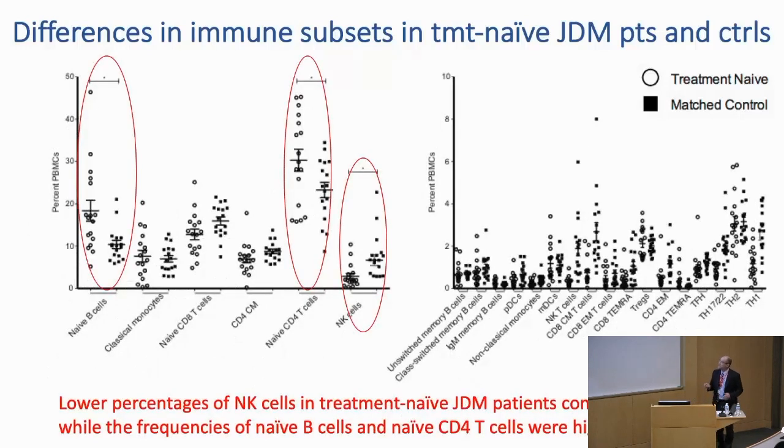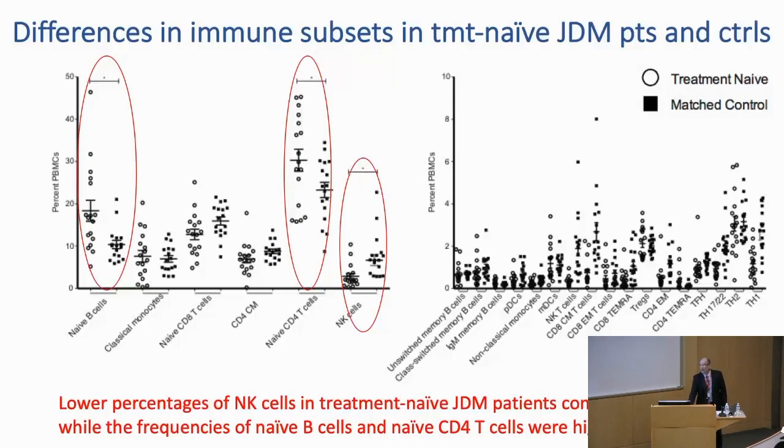And you can see some of the same things that Anne had talked about. There is increased naive B cells in treatment-naive patients. So the treatment-naive patients are on the left, they're the open circles, compared to controls. There's increased naive CD4 T cells, and there's decreased percentages of NK cells in the periphery.